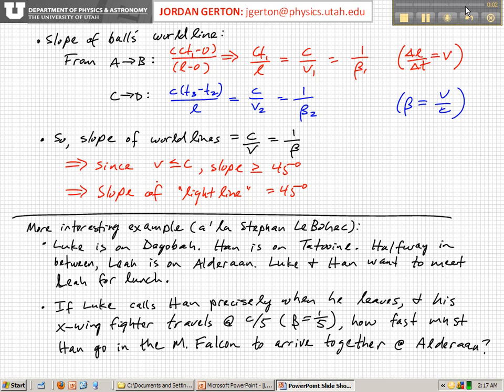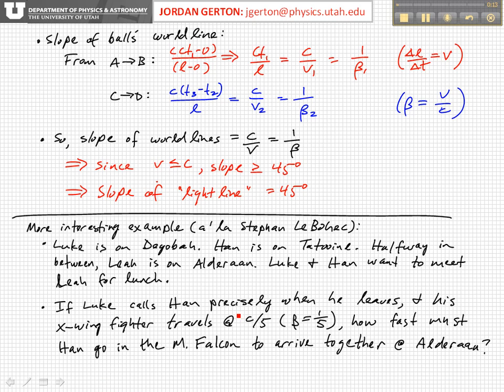Okay, now let's consider a more interesting example that I've taken from my colleague Stefan Leboeck. Let's imagine now that we have Luke Skywalker, who is on the planet Dagobah, and Han Solo is on the planet Tatooine, and halfway in between, Princess Leia is on Alderaan. So Luke, Han, and Princess Leia have a long-standing lunch date.